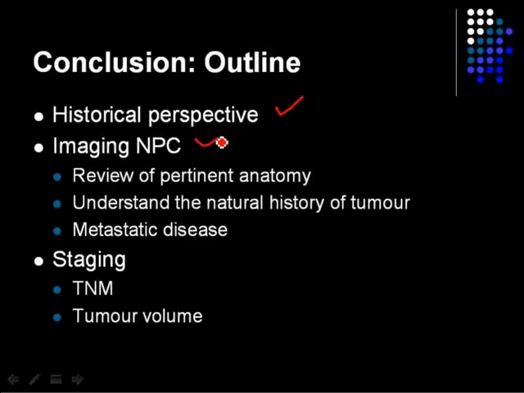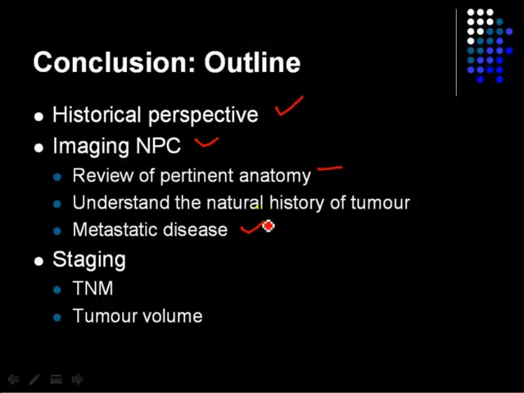I've gone through with you imaging of NPC, and the various anatomy that is important. When the tumor spreads anteriorly, it goes into the pterygopalatine fossa, and from the pterygopalatine fossa, it can go into the inferior orbital fissure, superior orbital fissure, and from there, it can go into the intracranial cavity, either as perineural spread along V2 or through the superior orbital fissure. Then we talk about metastatic disease.